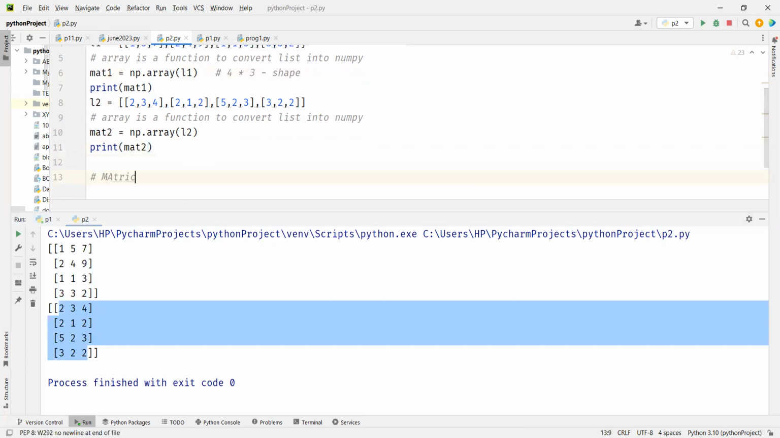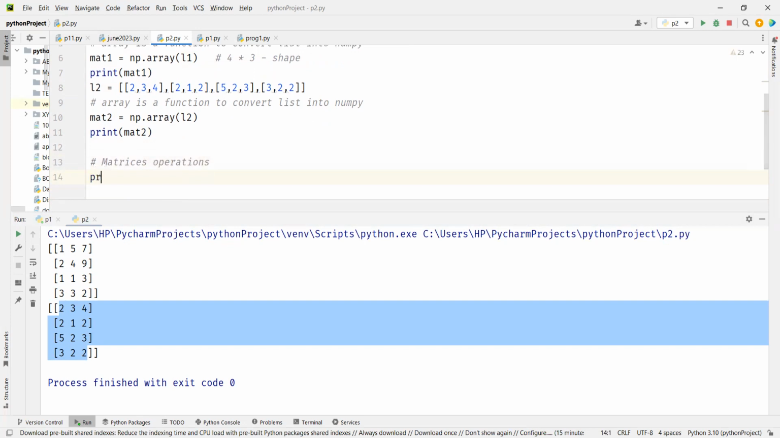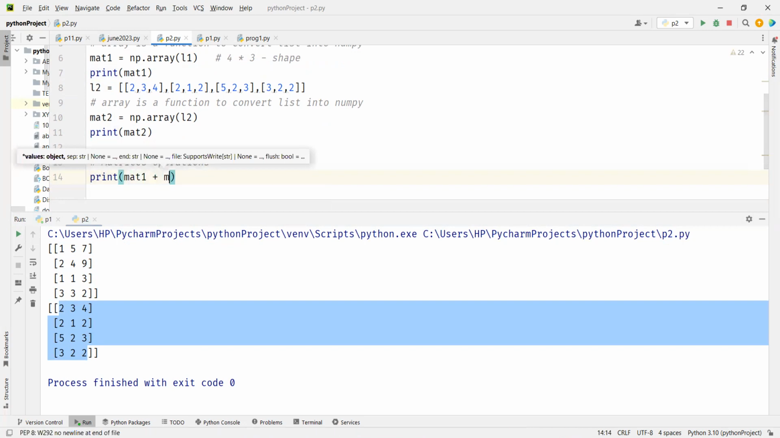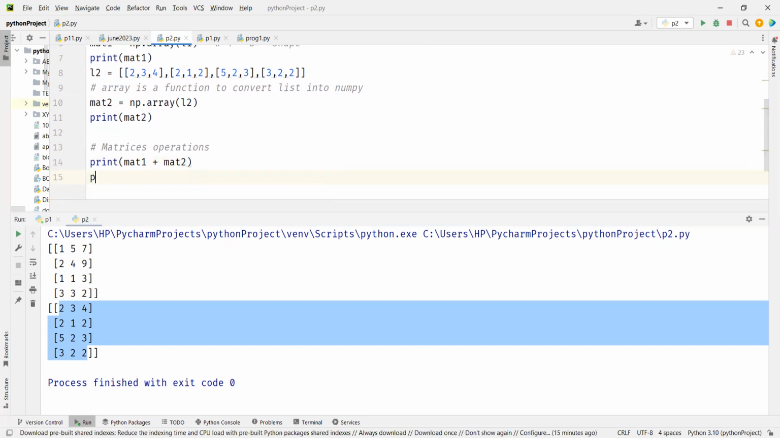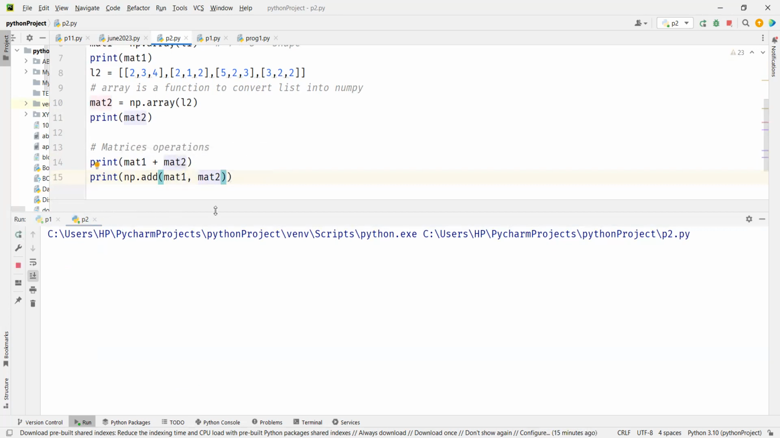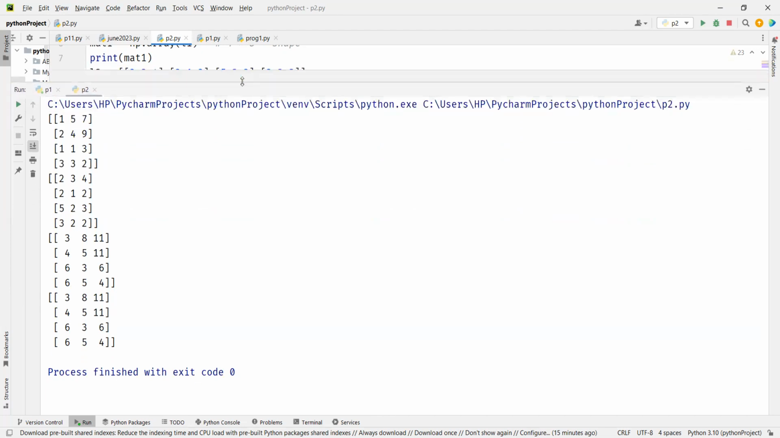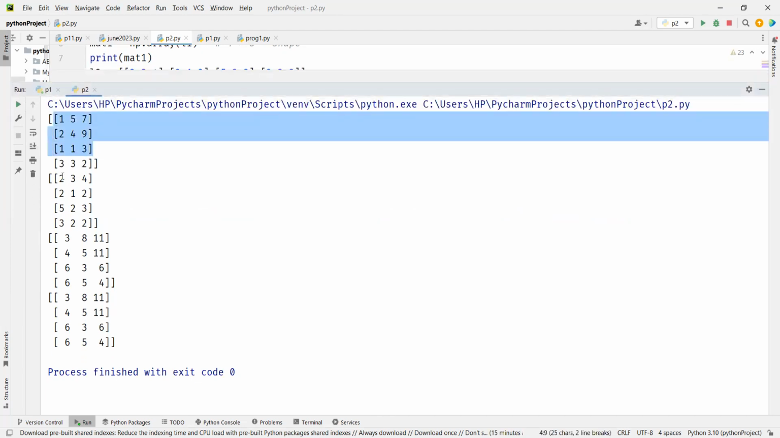Matrix operations. So we can add them. How do you add? You say print mat1 plus mat2, or you can also say numpy dot add, mat1 comma mat2.